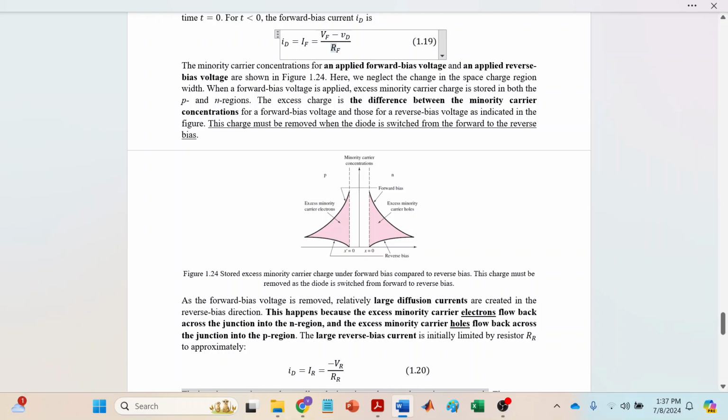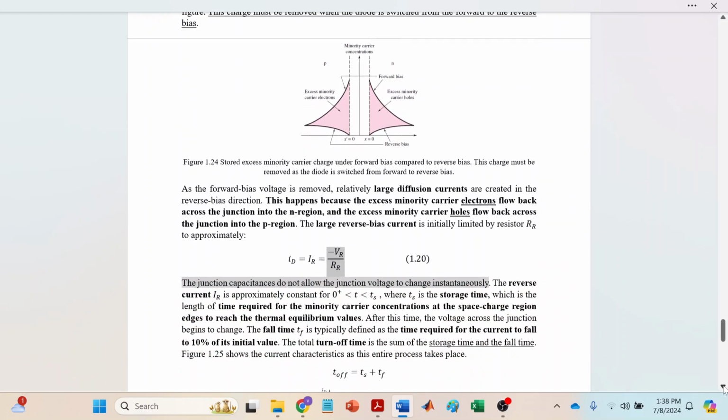That is when you apply a reverse bias voltage. As a result of that, large diffusion current is produced, and that large reverse bias current is reverse because we are switching from on to off. It is given by the reverse bias current IR equals VR divided by R.